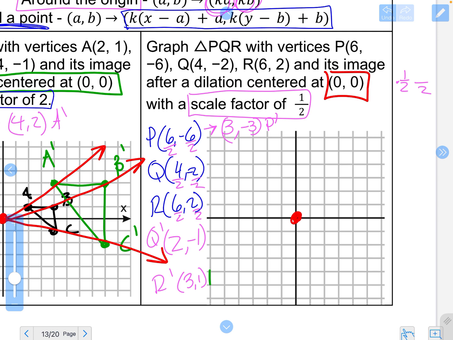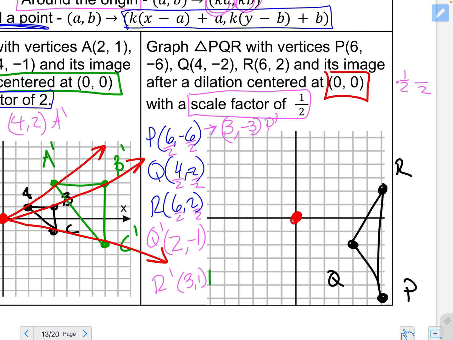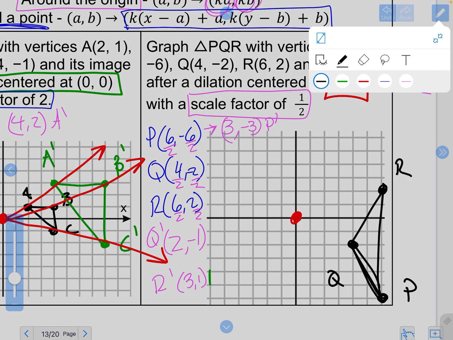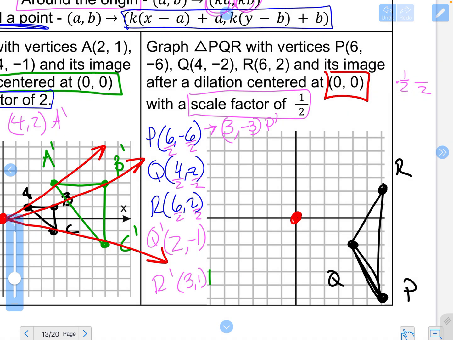So let's graph our original. 6, 1, 2, 3, 4, 5, 6, 1, 2, 3, 4. That's P. 4 is 1, 2, 3, 4, 1, 2. Nope, it was the other way. And then 6, 2. So P, Q, R. Oh, let's draw some straight lines. And now we've got our new shape, which should be smaller.